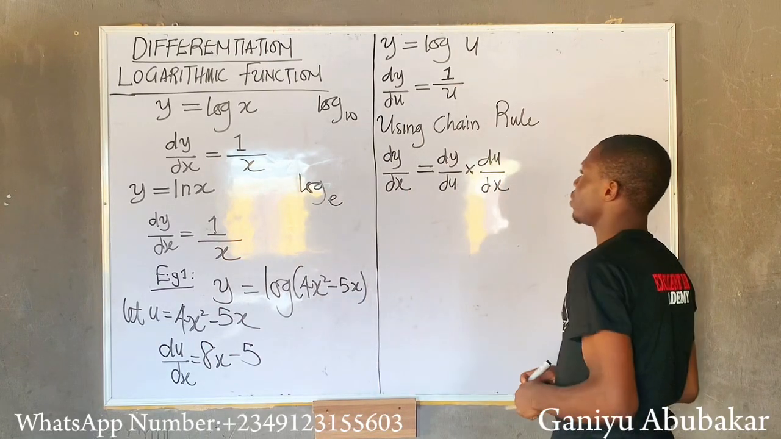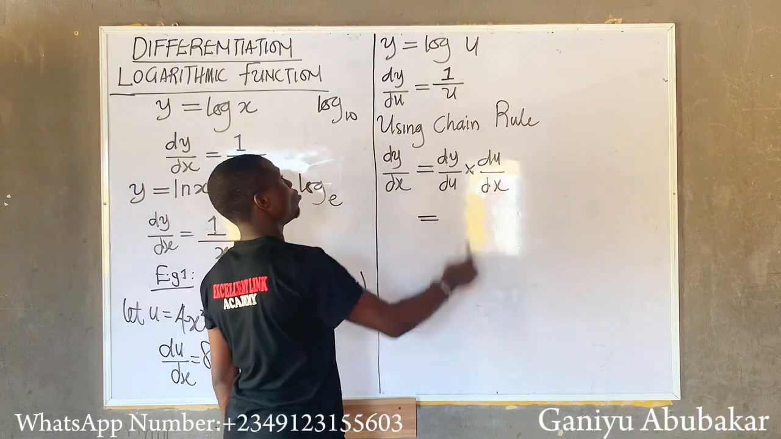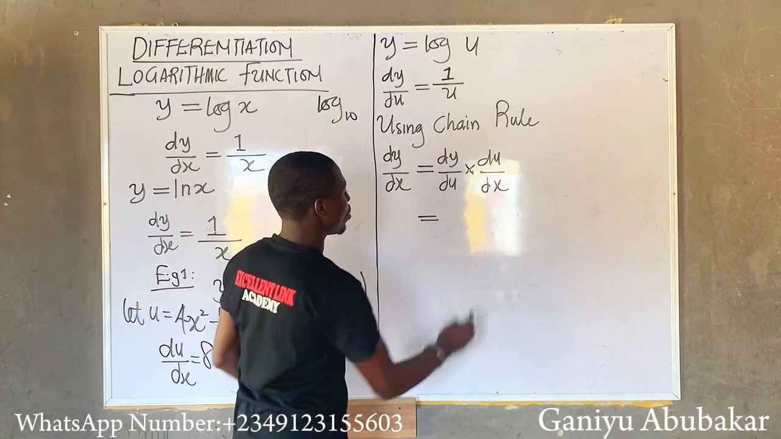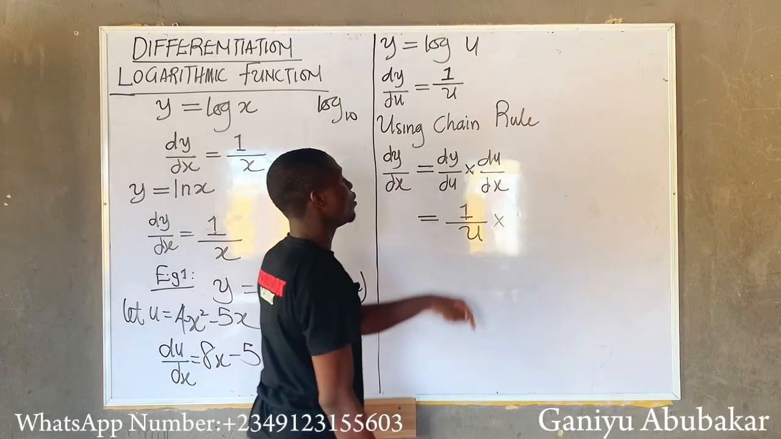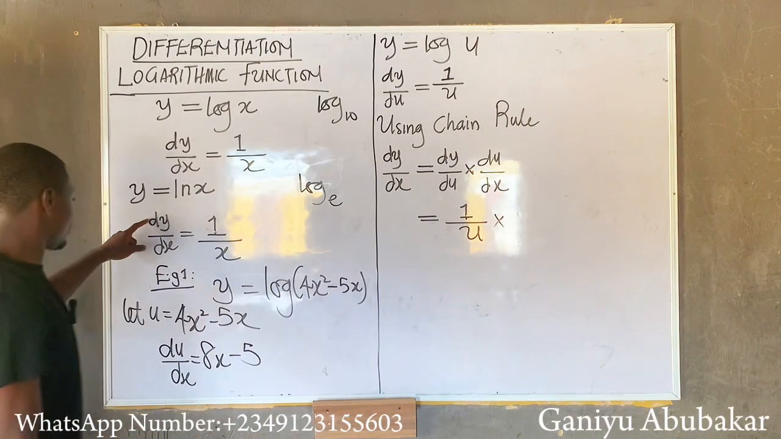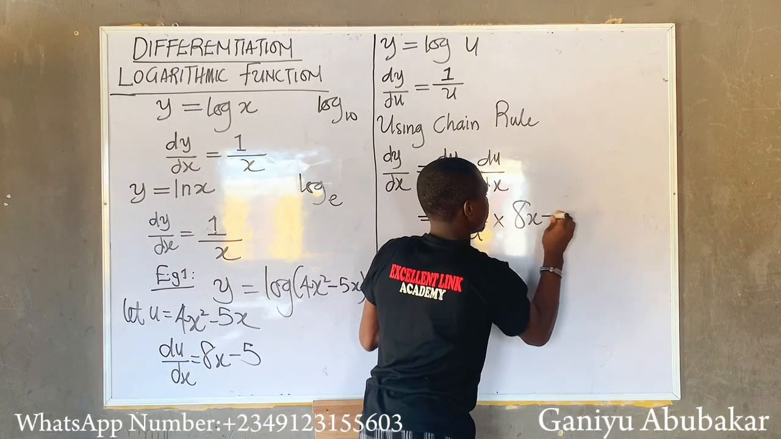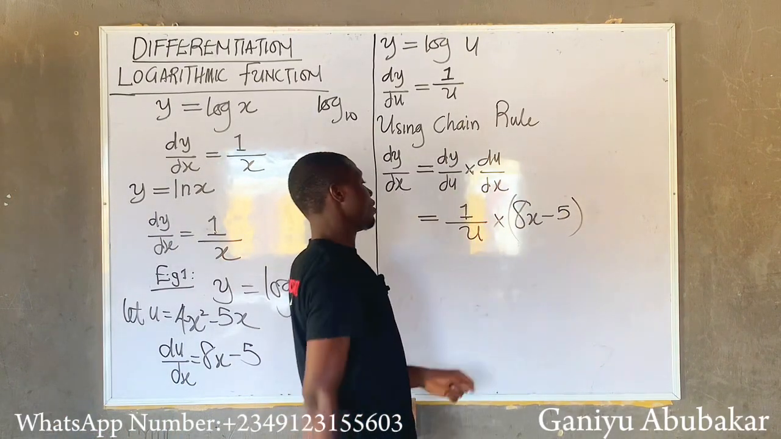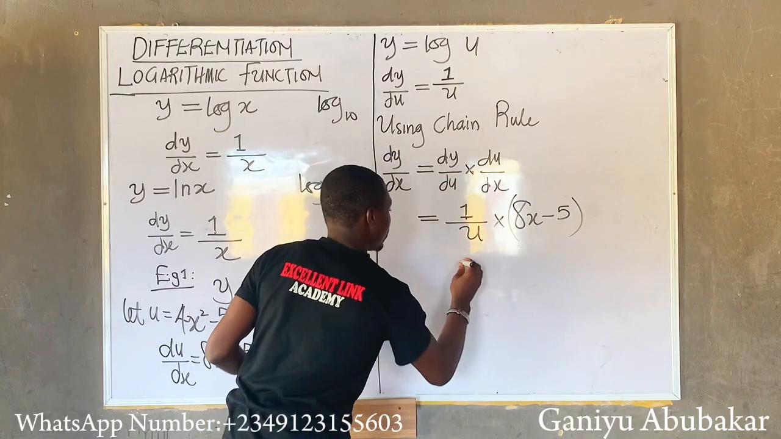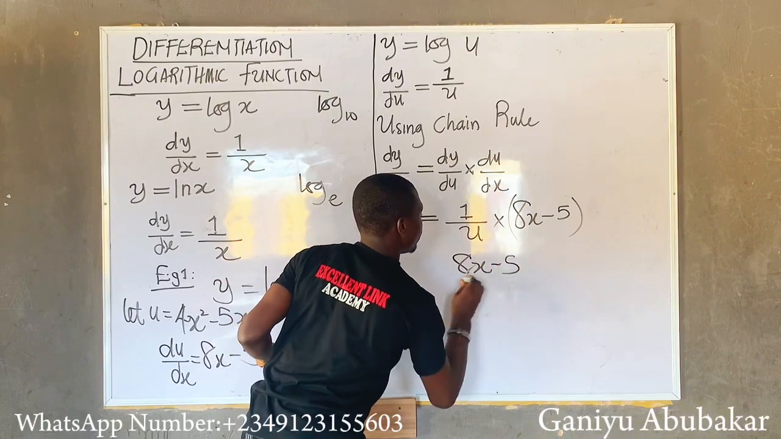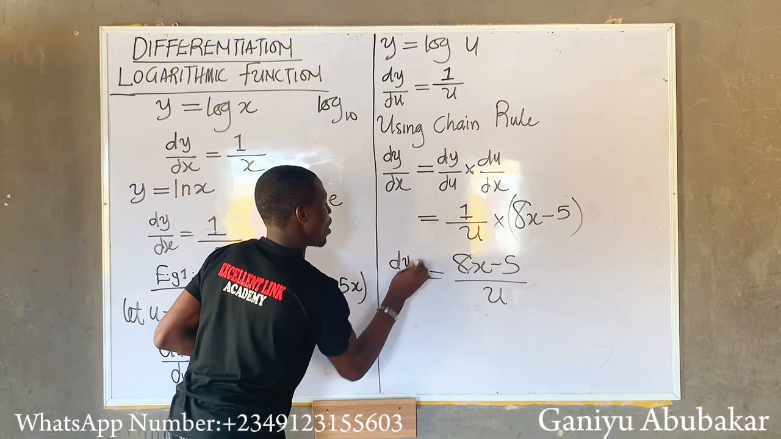From here, let's put in our parameters. What's dy over du? dy over du is 1 over u, so I have 1 over u multiplied by du over dx. du over dx is 8x minus 5. So observe that 1 times 8x minus 5, I'll have 8x minus 5 all over u. So this is my dy over dx.